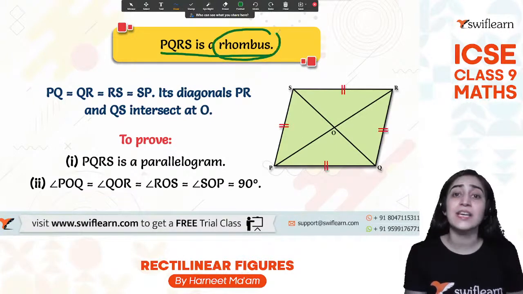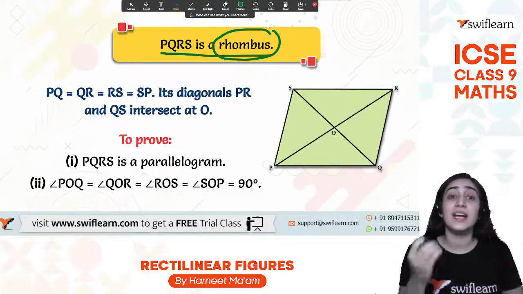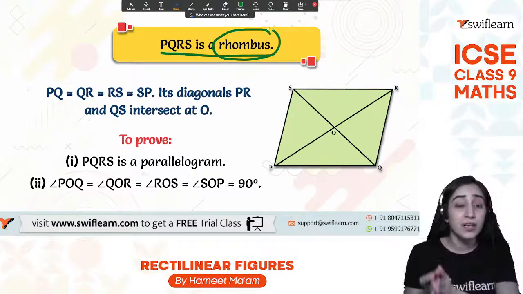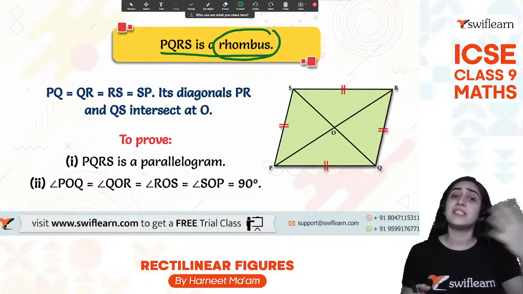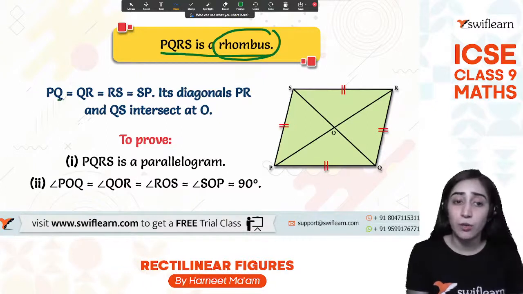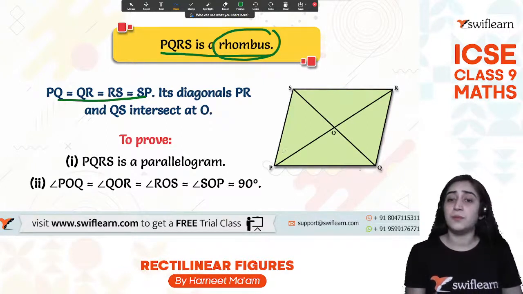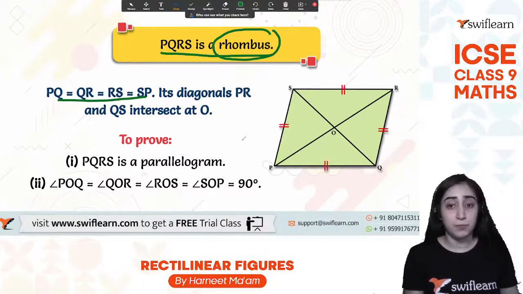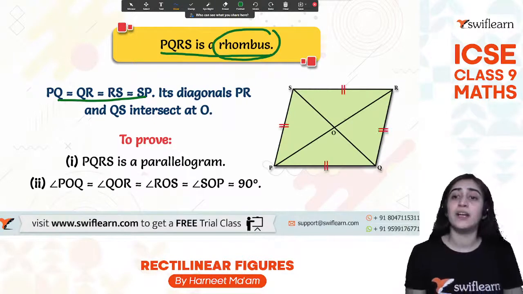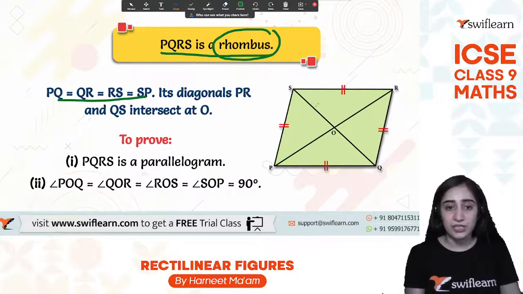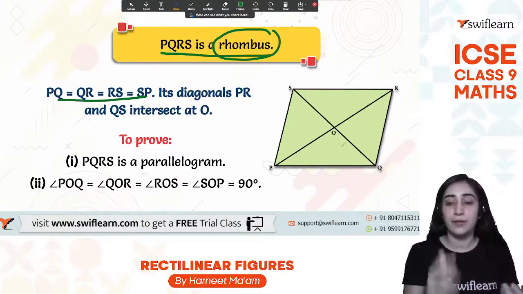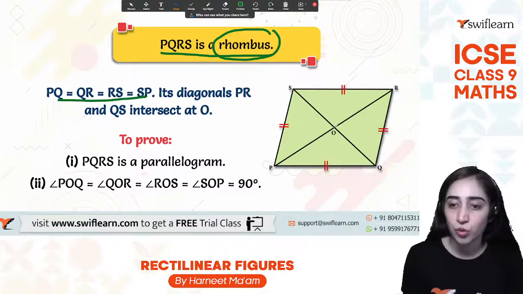See, whenever we say that the question is not complete, because there are some things that are hidden with the name itself. So rhombus से ही मुझे पता चल रहा है कि sides equal होंगी, right? So what I say, that means PQ, QR, RS and SP are equal. The diagonals हमने बना लिए, PR and QS, हमने दो diagonals बनाए and we said that they meet at the point O. All right.